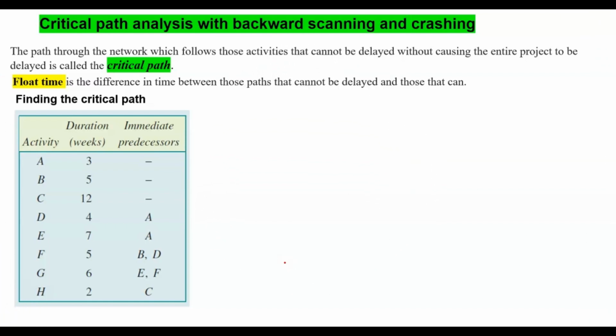Critical path analysis with backward scanning and crashing. We do forward scanning and backward scanning. The path through the network which follows those activities that cannot be delayed without causing the entire project to be delayed is called the critical path. So that path, if you delay that path, everything else will be delayed. Float time is the difference in time between those paths that cannot be delayed and those that can.